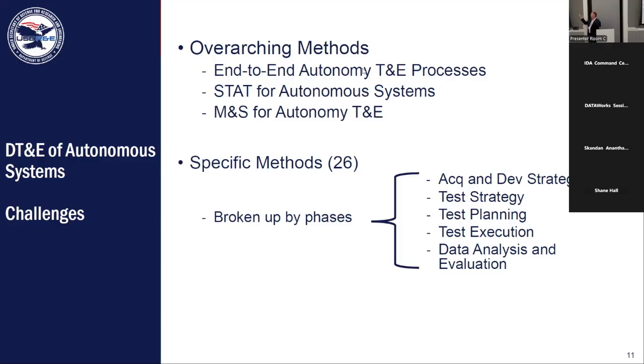The three I have slides on are what we call the overarching methods, right? So end-to-end process. So this is an overarching framework for how we're going to probably best test autonomous systems. Staff autonomous systems, so answering some of the test adequacy stuff is a big part of that and a big part of where I work. And then M&S, and how does M&S complement autonomy T&E? So those are kind of the overarching ones, and then there's 26 other ones.